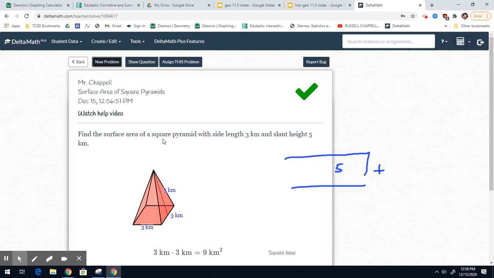There we go. Okay, so these are more of the basic problems here. There's only one to do on Delta Math. So you watch the video, do this Delta Math, and then I'm going to make another video for your Edge Elastic problems.